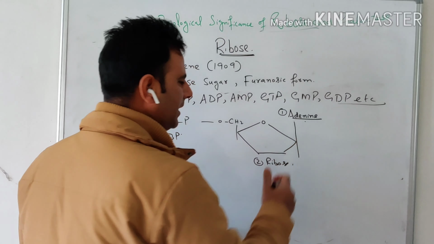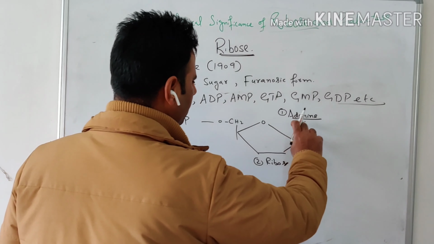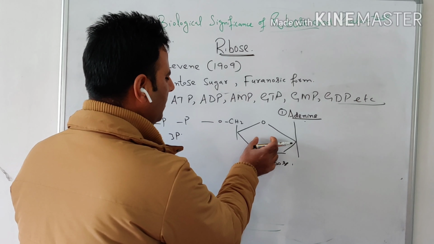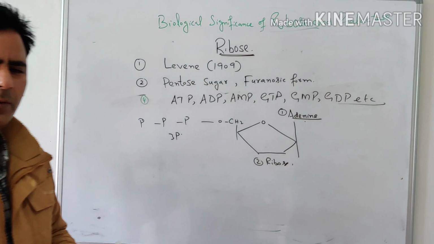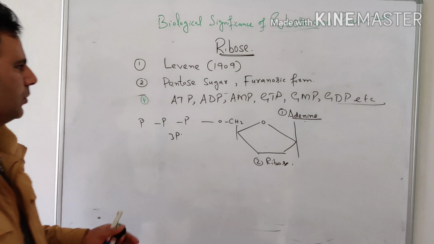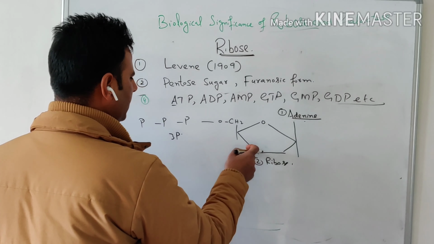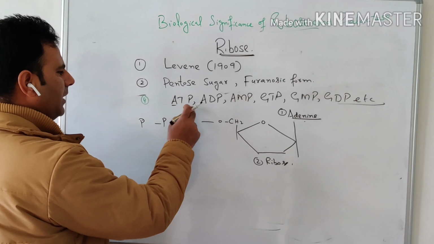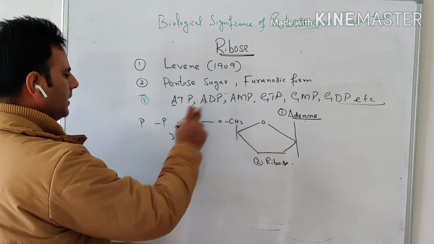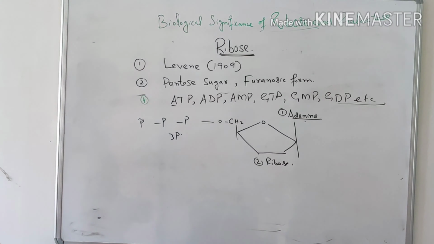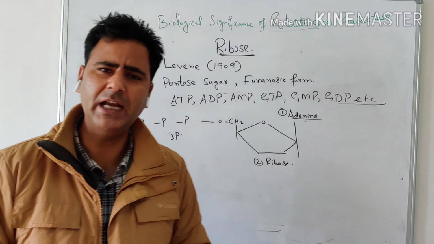If it is guanine here, it is guanosine. If it is cytosine, likewise. So the combination of the sugar and the nitrogenous base forms adenosine, guanosine. Adenine and ribose make adenosine, and these three phosphates make triphosphate: adenosine triphosphate. When I go for diphosphate, I have to remove one phosphate. In short, we can say this ribose is forming the nucleosides.